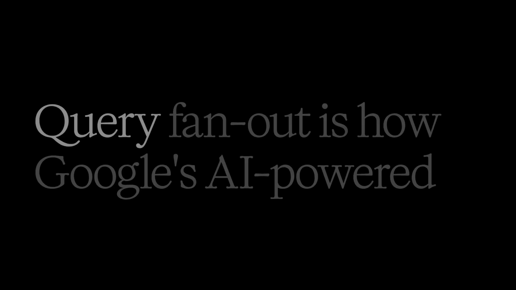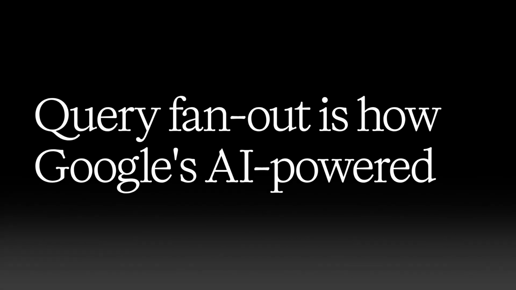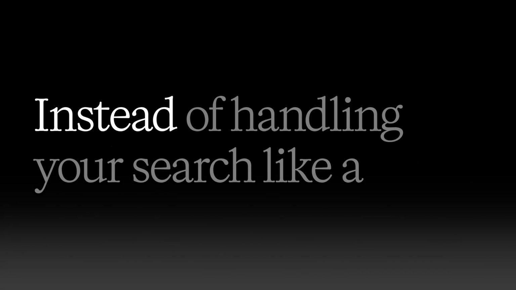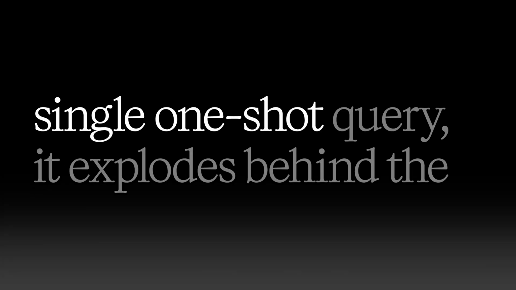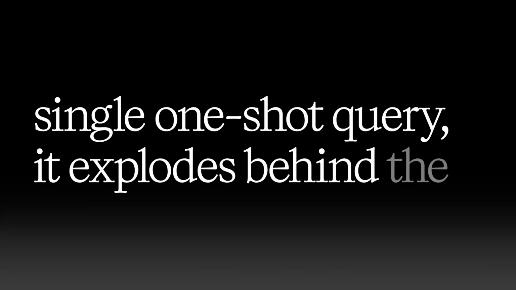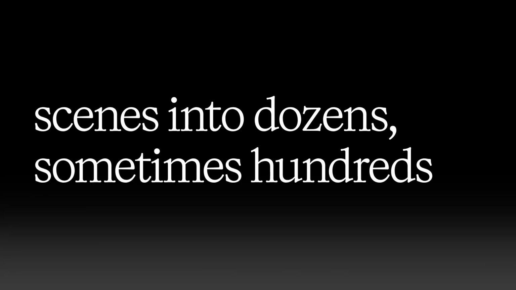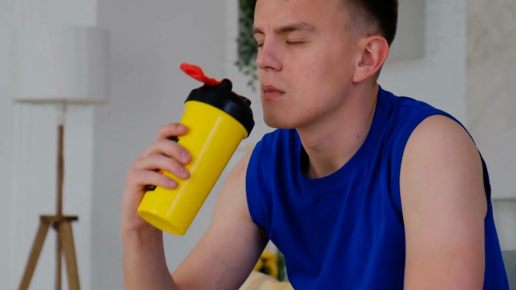Let's get started. Before we go anywhere, let's first define what is query fan-out. Query fan-out is how Google's AI-powered search now operates. Instead of handling your search like a single one-shot query, it explodes behind the scenes into dozens, sometimes hundreds, of related questions. So for example, you search for best protein powder.